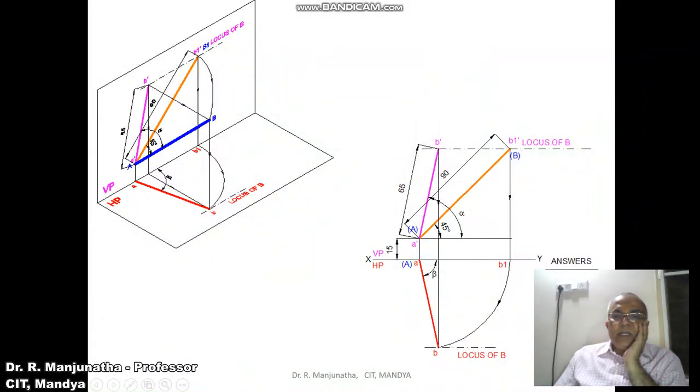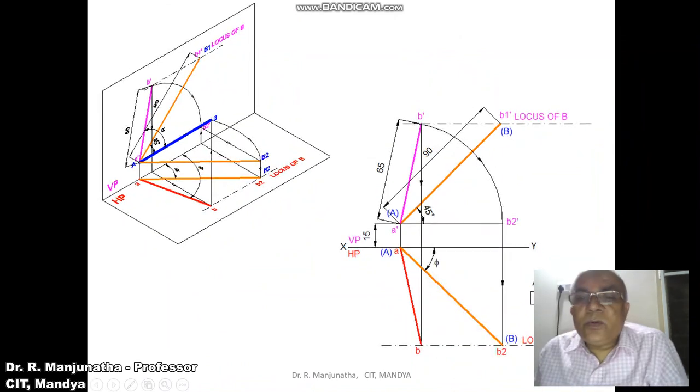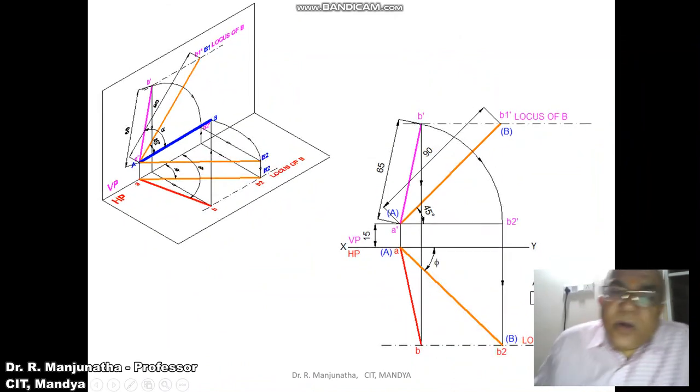So join A to B with a dark line. So we get this inclination. So this is how you will be able to find the top view in this. Next, I need to find out the true length in the horizontal plane.